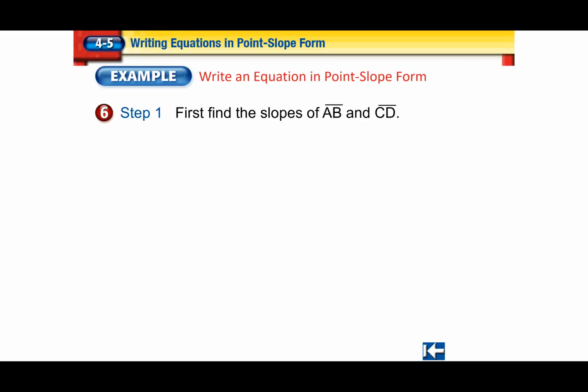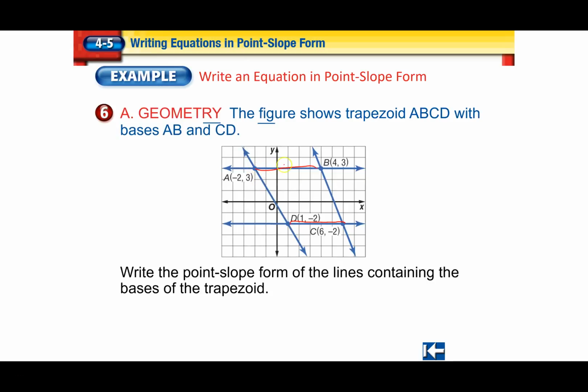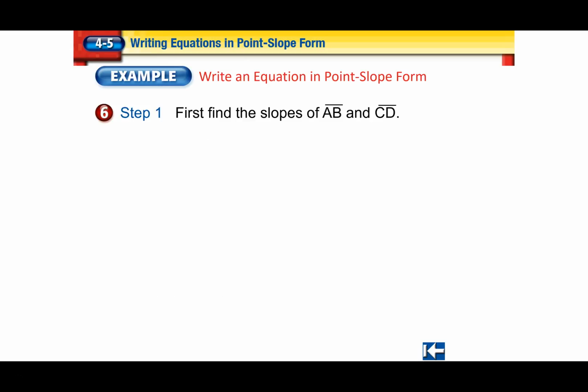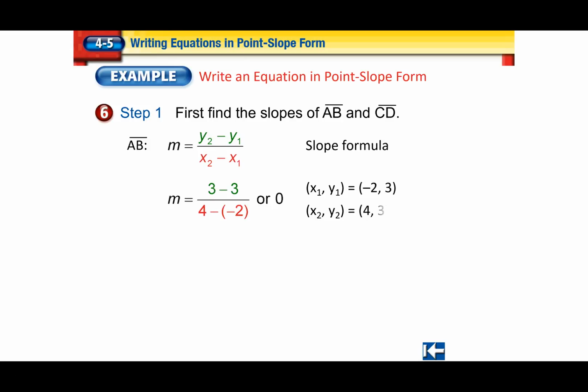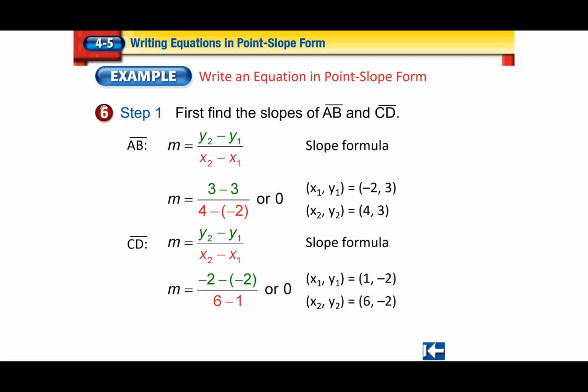So first we need to find the slopes of A to B and C to D. Probably should have copied this onto this slide here. So we take our slope formula. We take the 2 points that we had for A to B. We're doing just the first one. And then the second one, surprise, surprise, they come out to 0. We could have probably just said that, but there's the math for you.